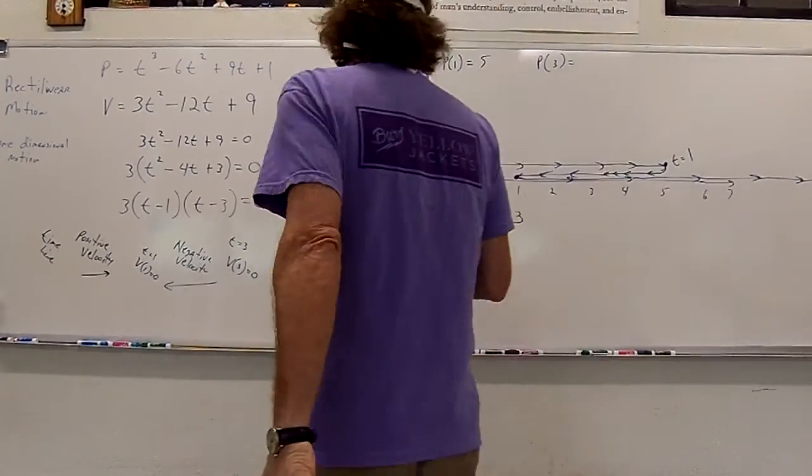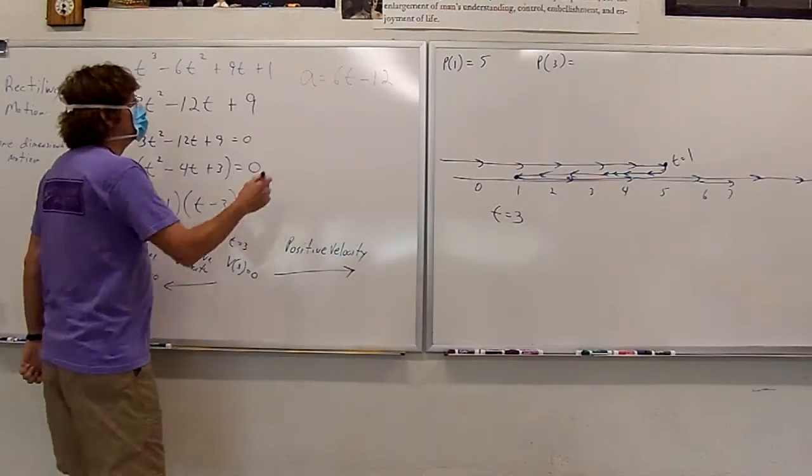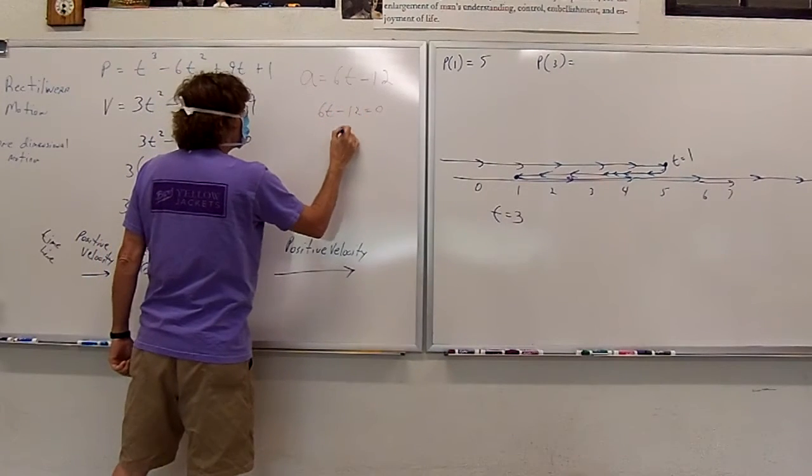All right. I want to find out when the acceleration equals 0. 6t minus 12 equals 0, t equals 2.